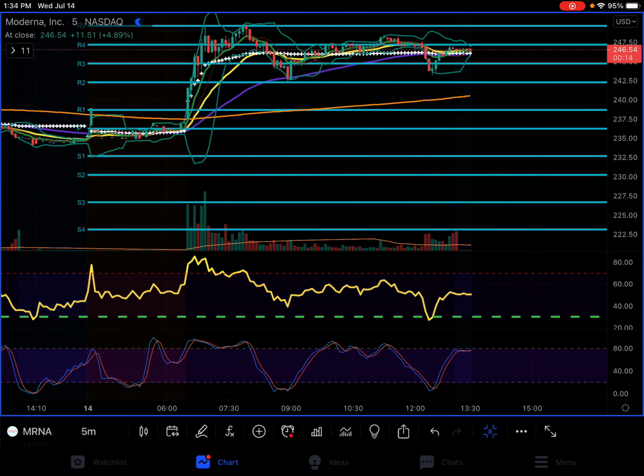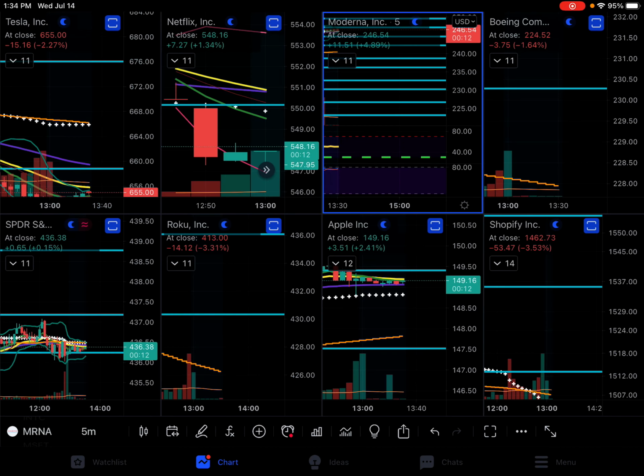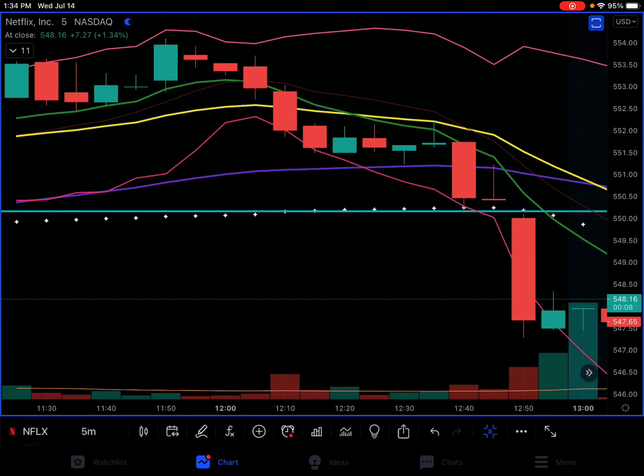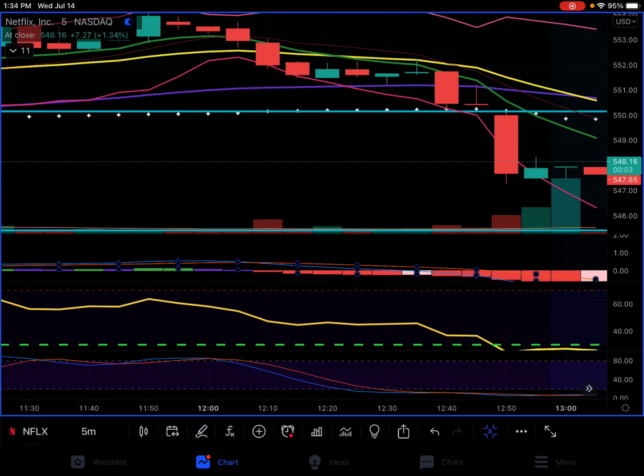Besides for that, the only other one that's missing, I don't know why it's not on the chart. I'll go to a different chart real fast. I'll stop recording. There we go.